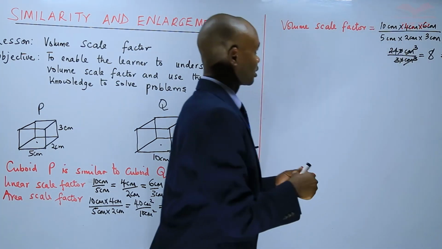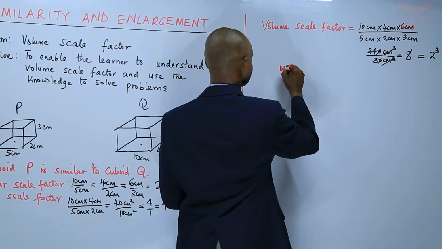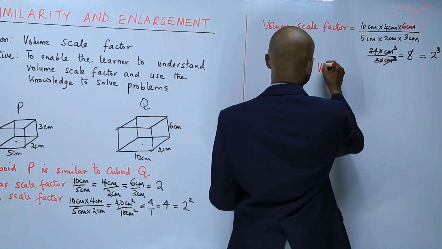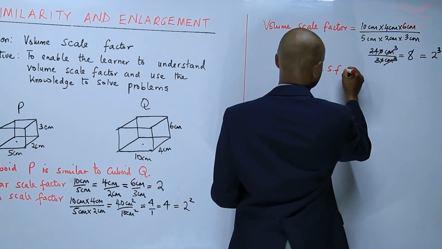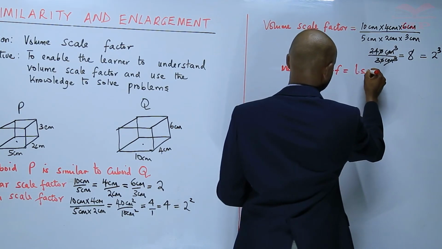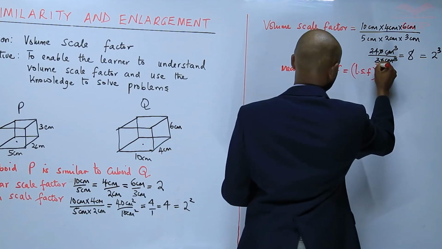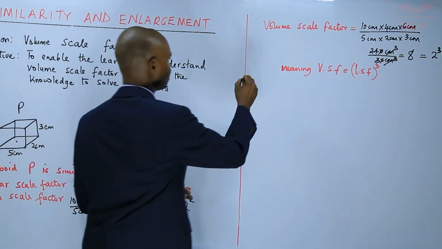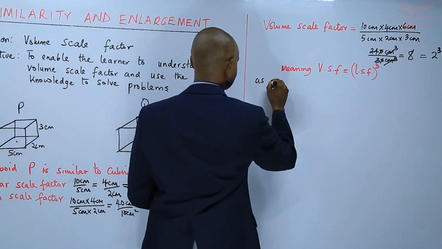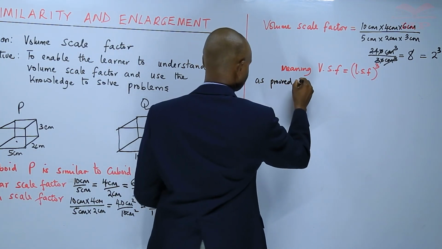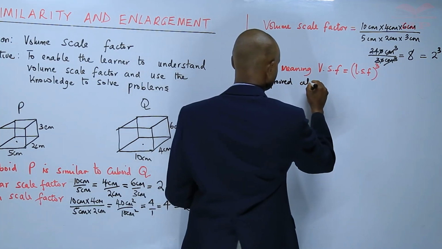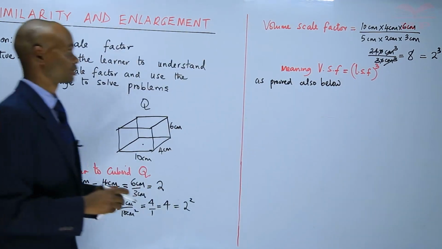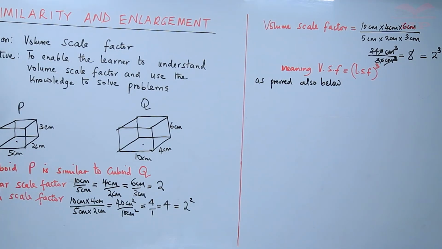It is 2 cubed, meaning the volume scale factor is equal to the linear scale factor cubed. Learner, we are going also to prove it below.